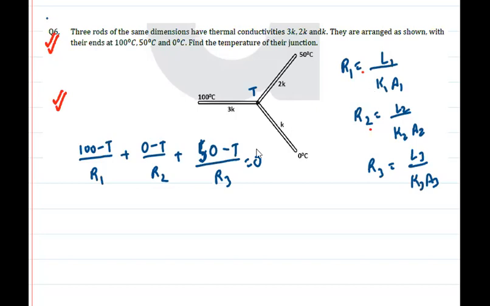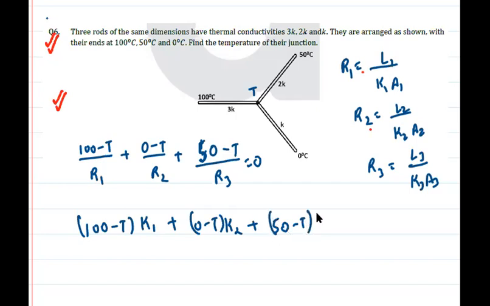And R is inversely proportional to K. So we will get something like this: (100 minus T) into K1 plus (0 minus T) into K2 plus (50 minus T) into K3 is equal to zero, right? Yes or no? Or you can just use the right formula that you have studied. But if you don't get that, you can just use this.